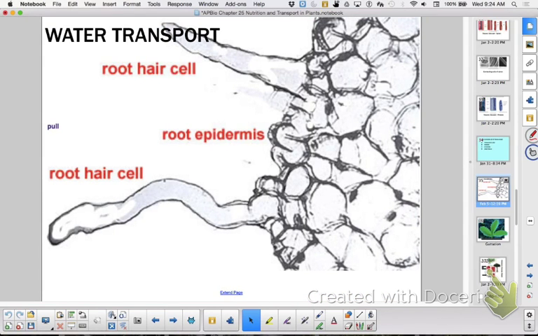All right. So now we're focusing on specifically water transport. Where is the source of the water coming from? From the roots, from the soil specifically. Yeah, from the soil. So we got to get water from the soil into the roots. What is this right here? A root hair. Okay.